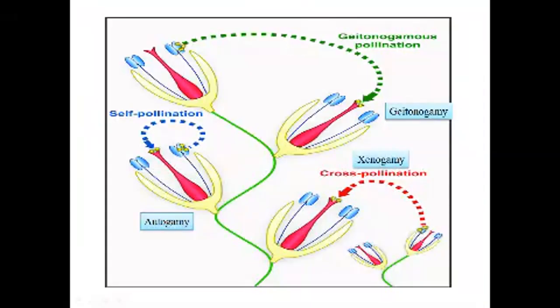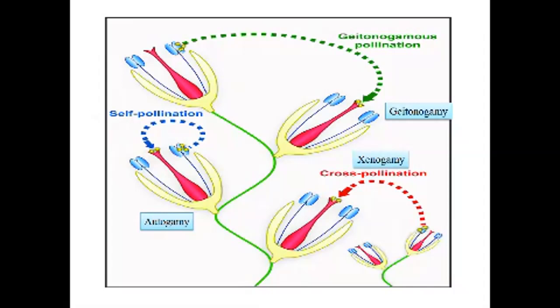Then see the given diagram. In this diagram, there are two plants we look at. In the first, autogamy condition, pollen grains are transferred from anther to stigma of the same plant. That is self-pollination. So autogamy and geitonogamy are the types of self-pollination.